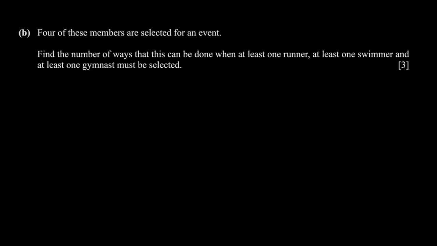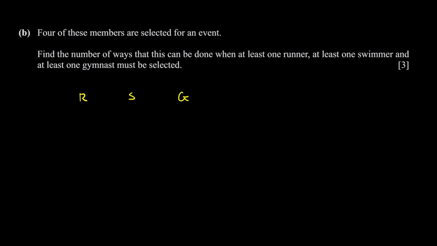Okay, so let's try the next one. 4 of these members are selected for an event. Find the number of ways that this can be done when at least 1 runner, at least 1 swimmer, and at least 1 gymnast must be selected. So let's split this up into groups: runners, swimmers, and gymnasts. And we want a group of 4.